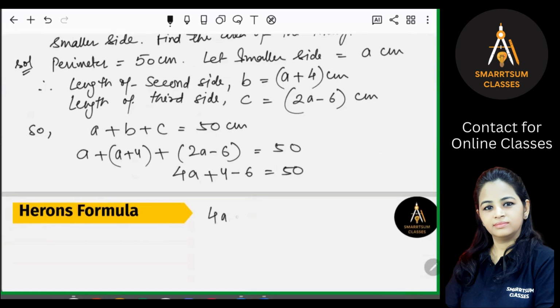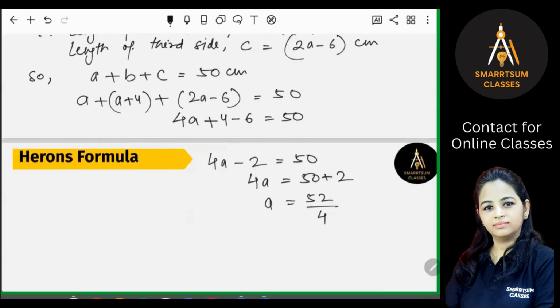4A minus 2 plus 4 minus 6 is what? Minus 2, right? Plus 4 minus 6 is equal to minus 2. So 4A minus 2 is equal to 50. So 4A will be 50 plus 2, that is 52. Okay, so A will be 52 divided by 4, right? 52 divided by 4 is what? 13. You can divide this.